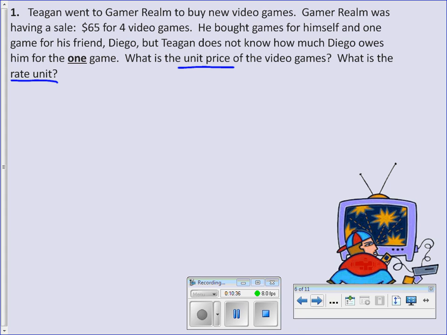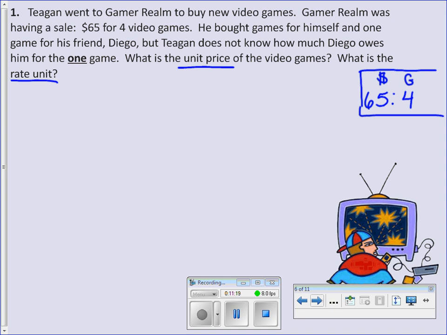What have we been doing? As soon as we see a ratio, what have we been doing? Let's make our T. What are the 2 things being compared? What are the 2 quantities? You need to take your notes. What are the 2 things? We have dollars to games. You said it was 65 to 4, which is correct. The ratio is 65 to 4. 65 what? Dollars. 4 what? Games.